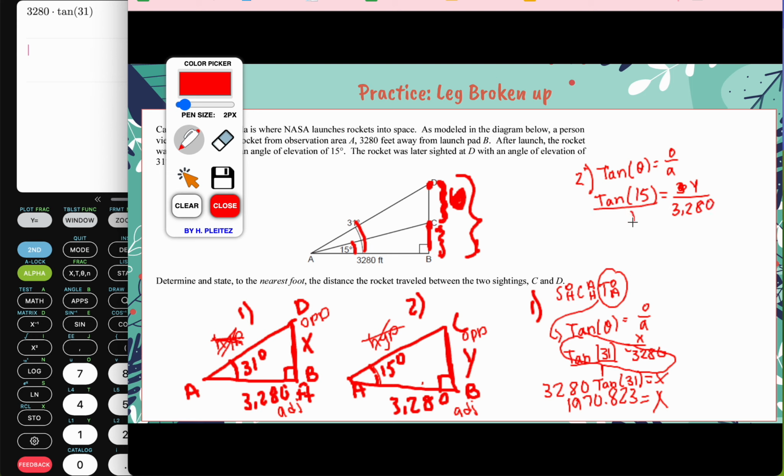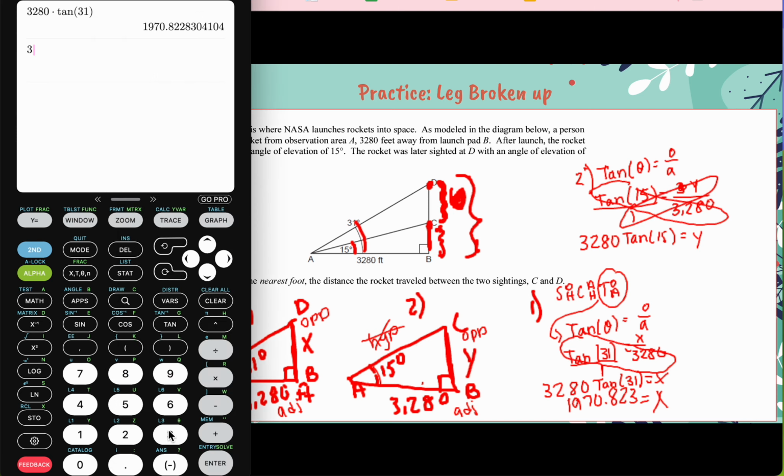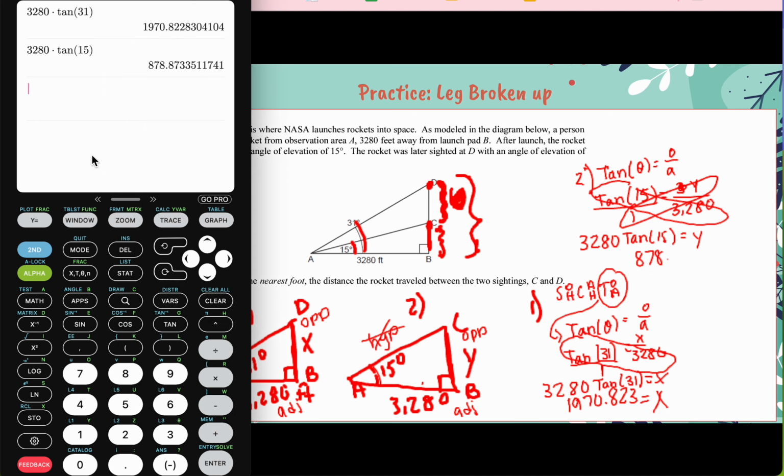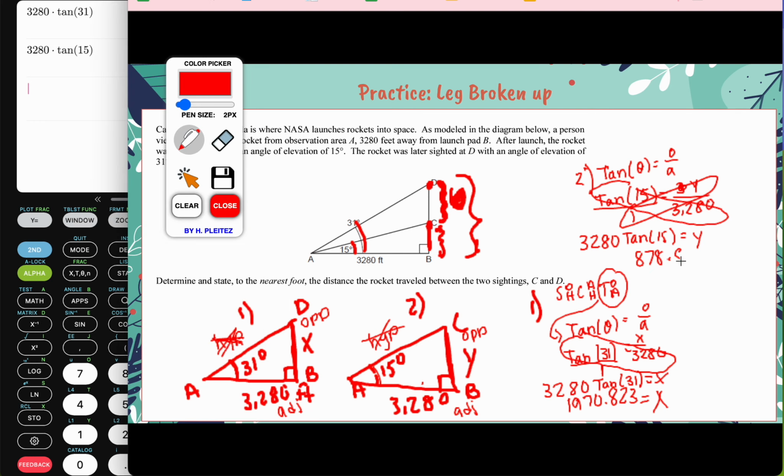So if we make our proportion here, and we cross multiply here, we get 3,280 times tan of 15 equals y. And then again, once we have our variable by itself, we go into our calculator. 3,280 times tan of 15 equals, we have 878.873. And this is in feet, equals y.